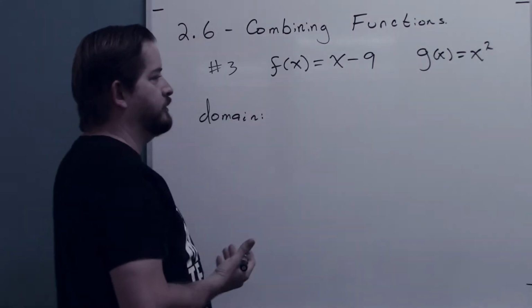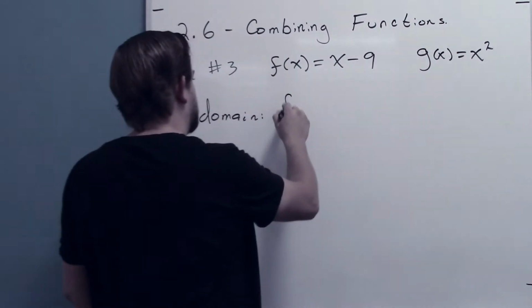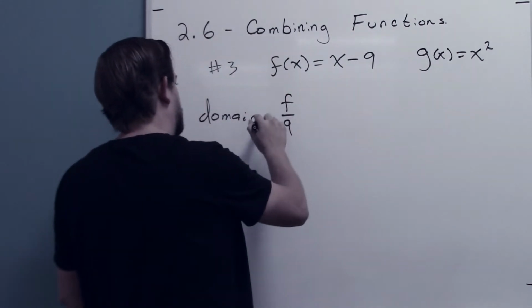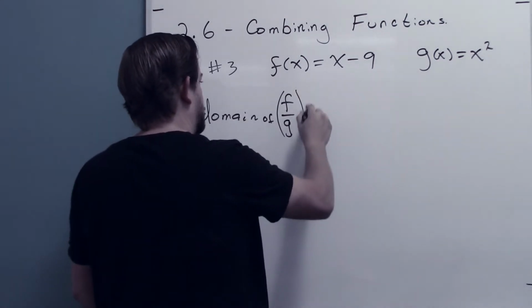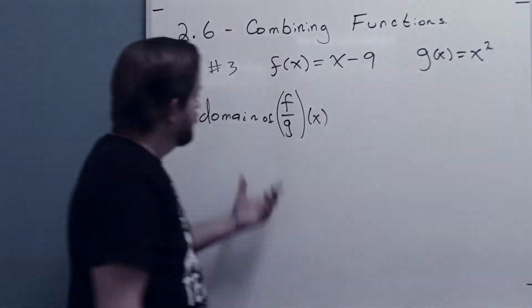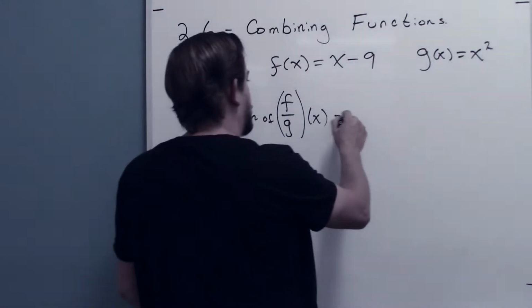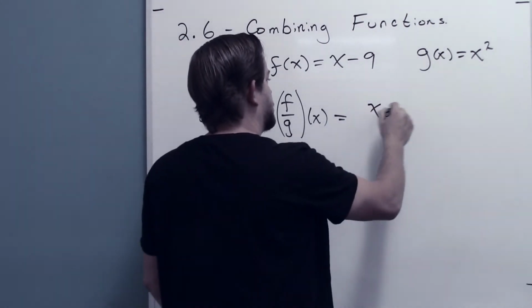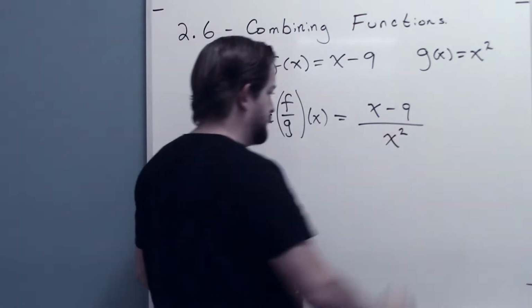is all of the values that I can plug in. We're asked to find the domain of f over g, right? F over g of x, which is simply to say f of x divided by g of x. So f of x, which is x minus 9, divided by g of x, which is x squared, right?